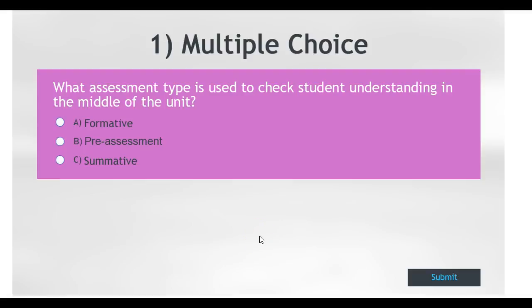Number 1, multiple choice question. What assessment type is used to check student understanding in the middle of a unit? Possible answers: A, formative; B, pre-assessment; C, summative. Click Submit when you're done.